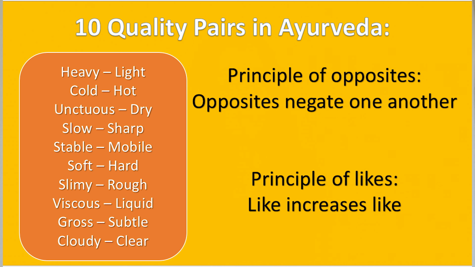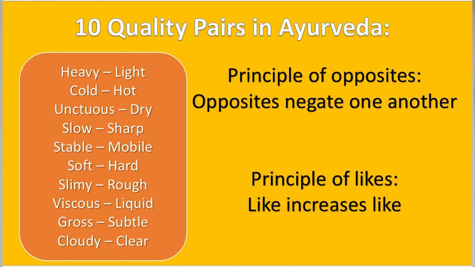Okay, then next on is the qualities. In Ayurveda, each element has a quality, or rather a set of qualities that make this element what it is. But as basics, you need to know that Ayurveda considers 20 qualities that are paired in 10 opposite pairs as follows: heavy and light, cold and hot, unctuous or oily and dry, slow and sharp, stable and mobile, soft and hard, slimy and rough, viscous and liquid, gross and subtle, and cloudy and clear.